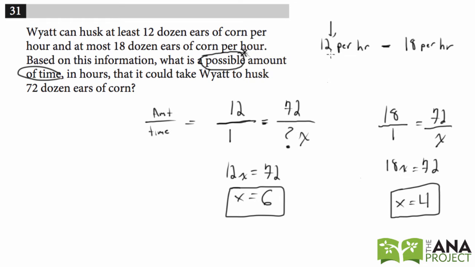Like, let's say he just does 12, or anything in between. Like you could pick, I don't know, 16 ears of corn per hour. The key thing here is what is a possible amount. So be careful of that. That means that they'll accept multiple answers. So in this question, anything between 4 to 6 hours, they will accept.